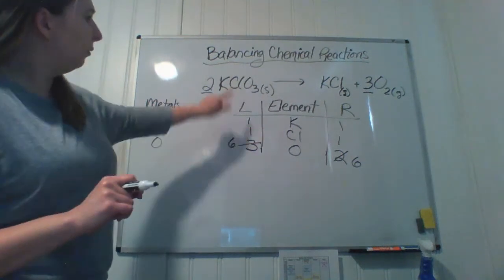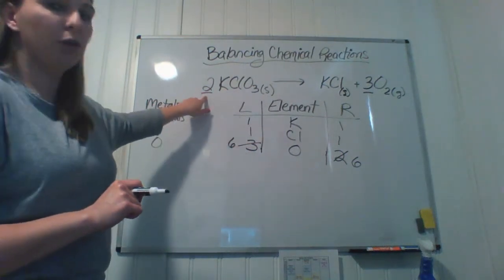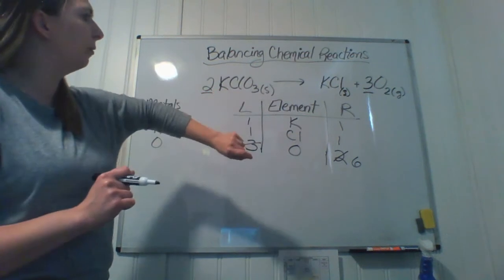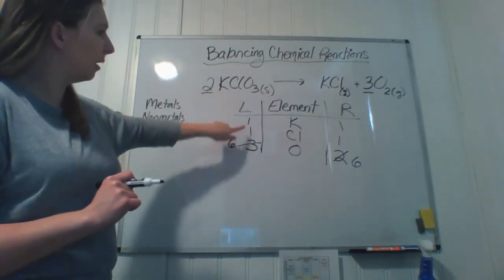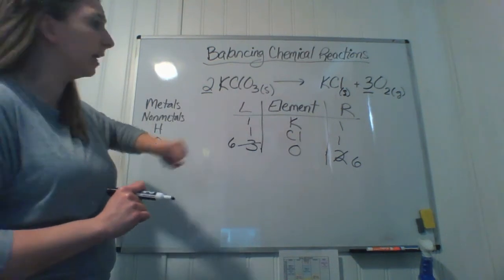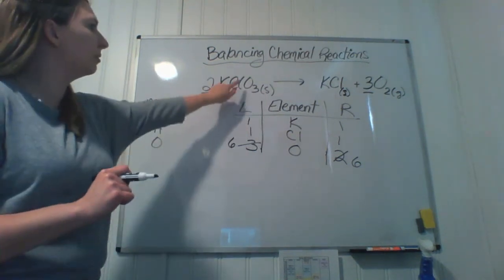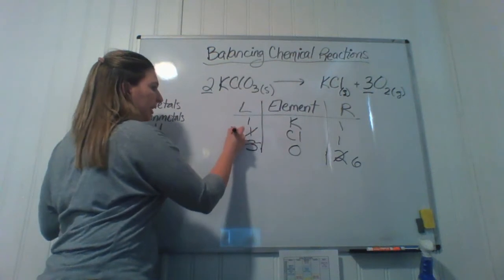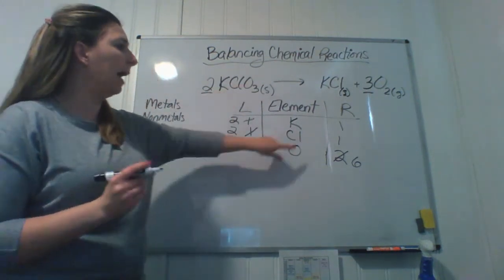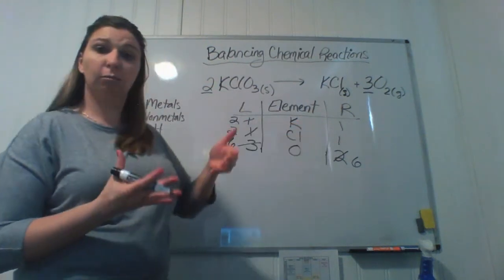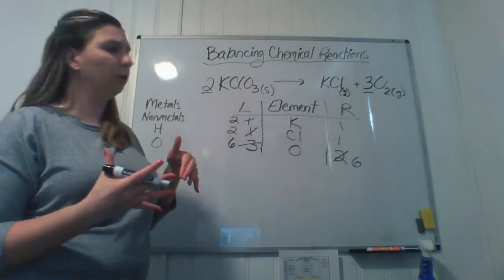Okay, so now what we recognize is that by putting the 2 in front of the KClO3, we got the 6 oxygens, but now it has changed the number of potassium and the chlorine to 2. The 2 gets distributed. So this is now 2, and this is now 2. So now we have to go back to rebalance the right side for potassium and chlorine.